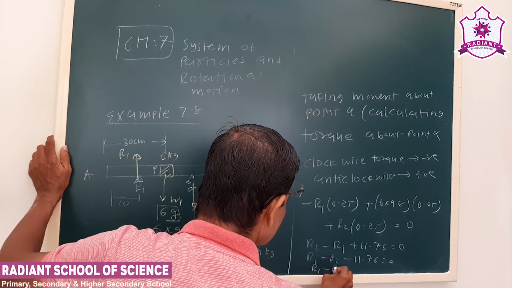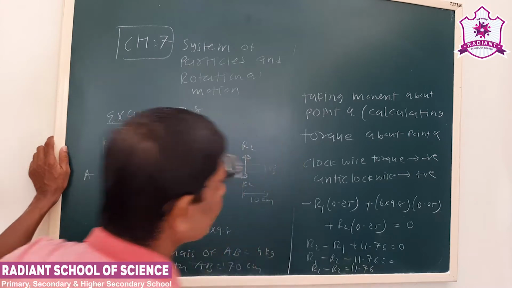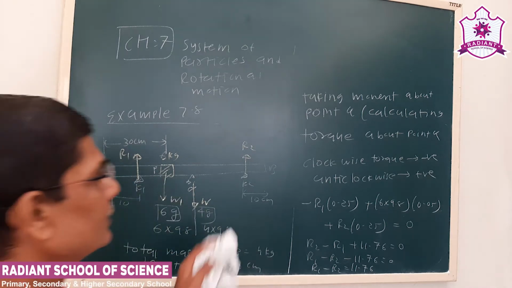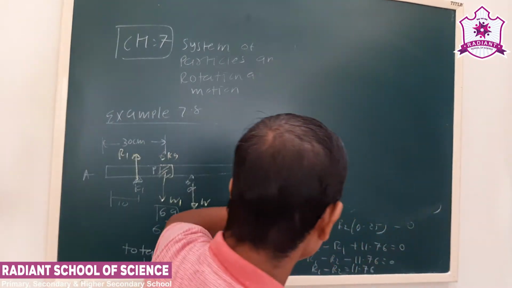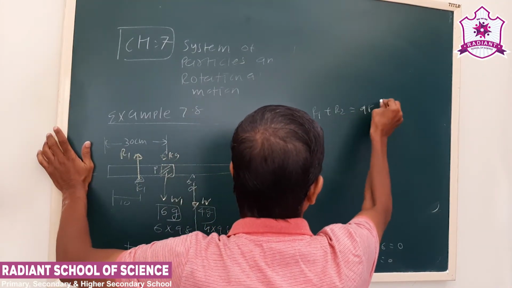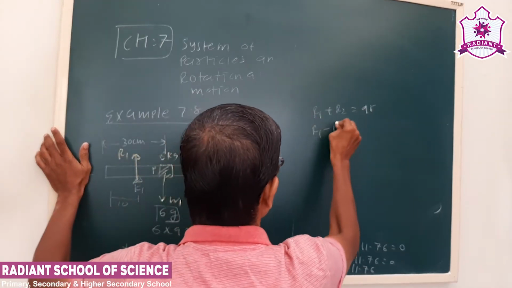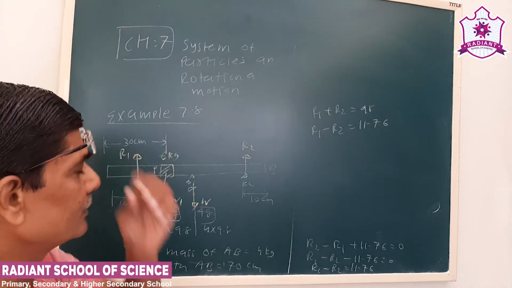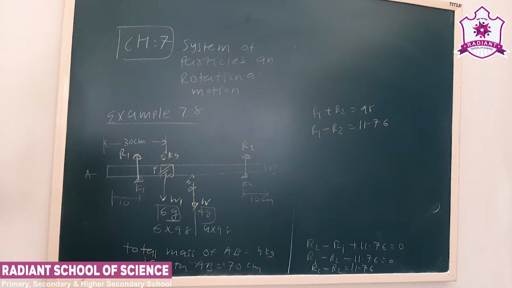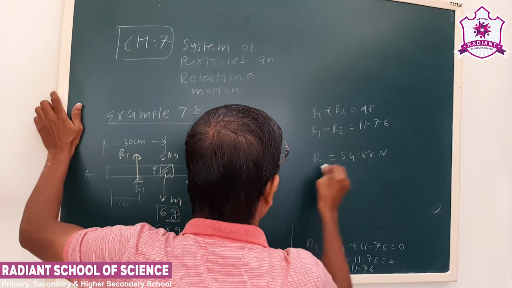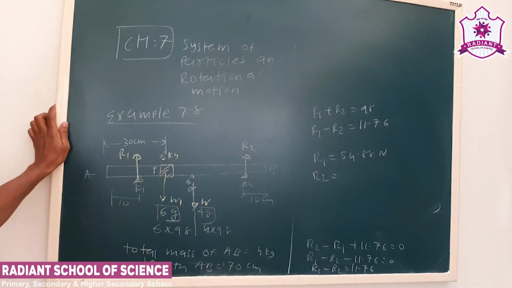Okay, R1 minus R2 is... Now initially, when we consider the linear equilibrium, we get R1 plus R2 is 98. Now R1 minus R2. See, this is nothing but a linear equation in two variables. You can solve it by the elimination method also. So R1 we get as 54 and R2 we get as 43.12.